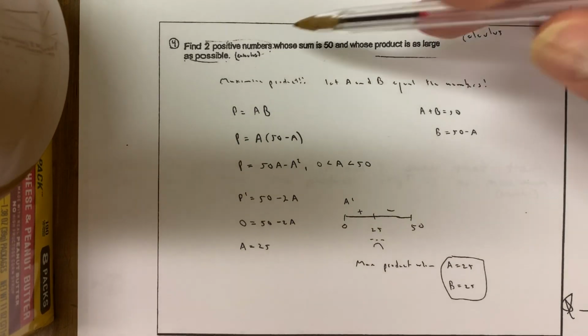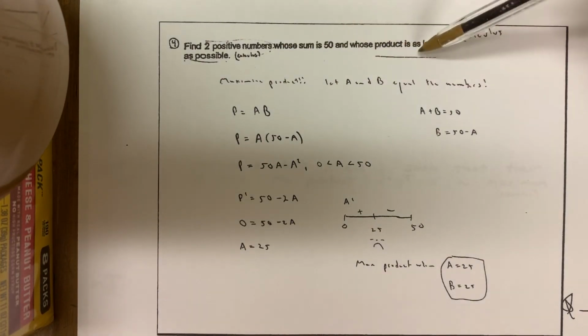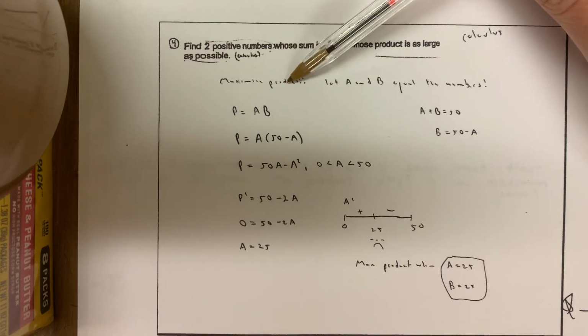Find two positive numbers whose sum is 50 and whose product is as large as possible. We didn't do one like this. You might have been like, what the heck is this nonsense? Well, product as large as possible. We want to maximize the product.